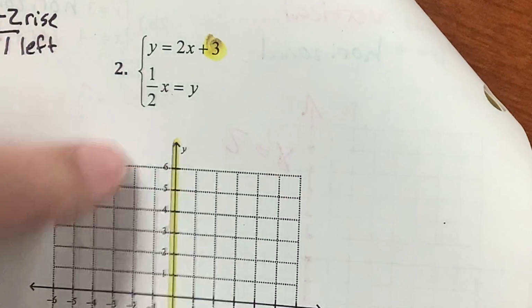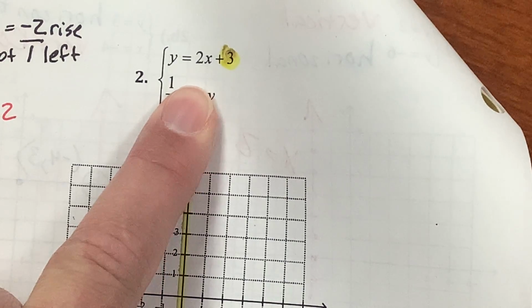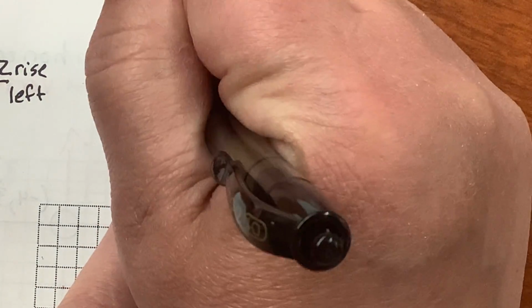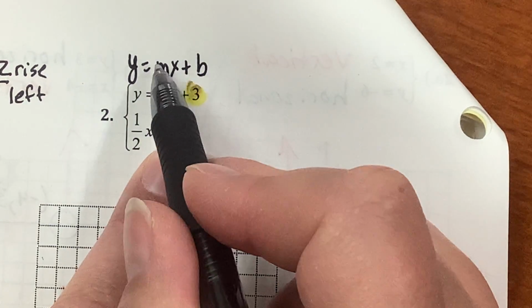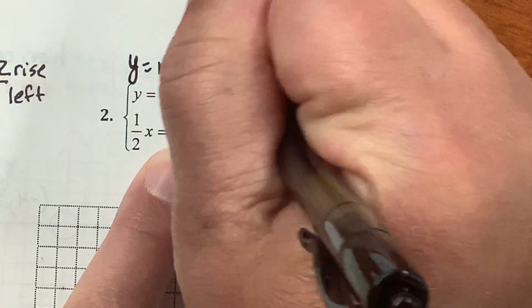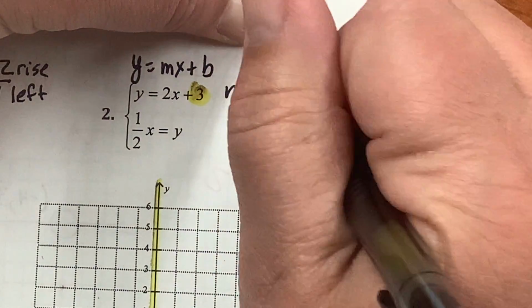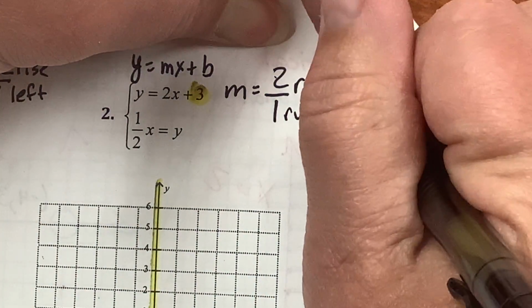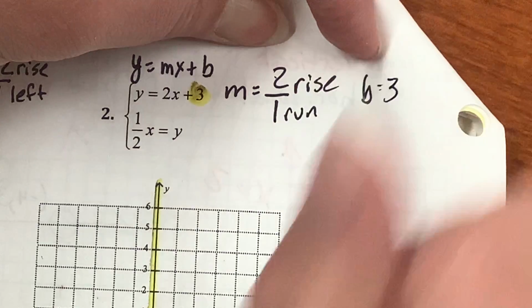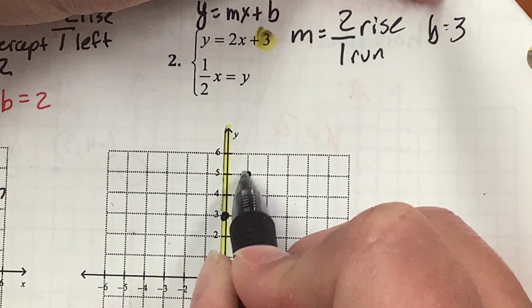Let's take a look at the next one. That's almost the easiest line to graph. Why? Because I'm going to write above it, y equals mx plus b. I've got it highlighted, so I know that's the y-intercept. M is 2, and that's 2 over 1, so I'm going to rise 2 and run 1, and b at the back is 3. So I'm going to start at 3 on my graph, and rise 2, run 1.